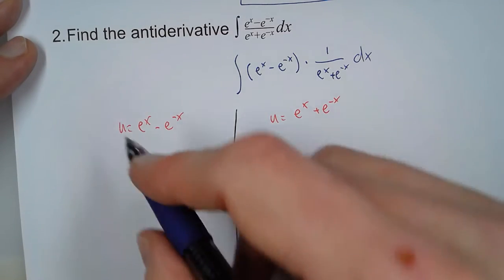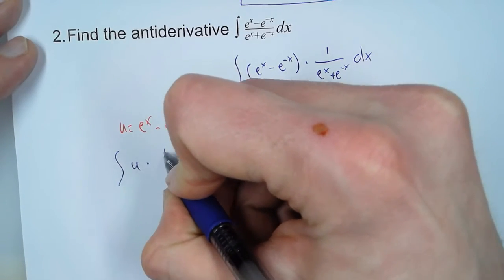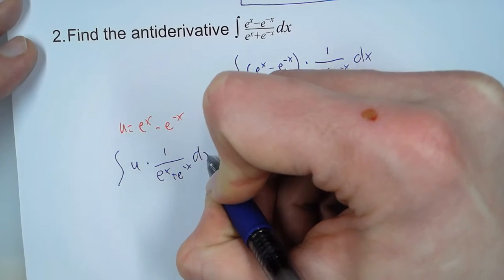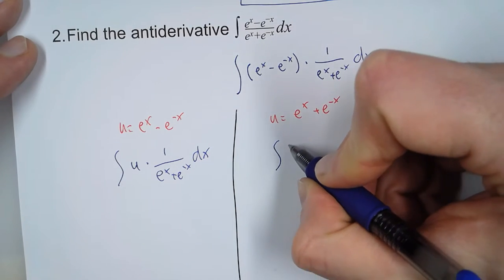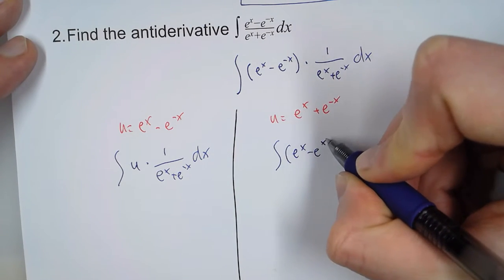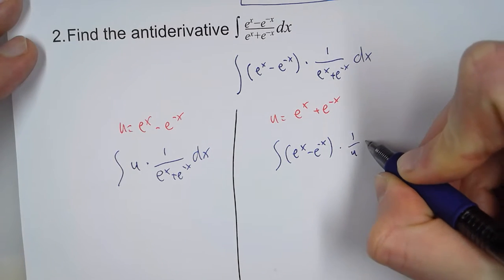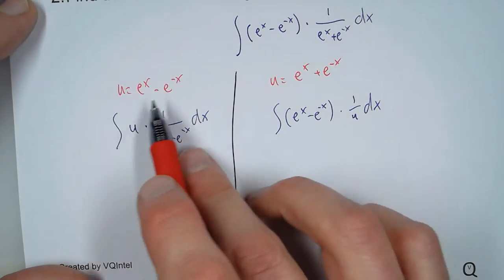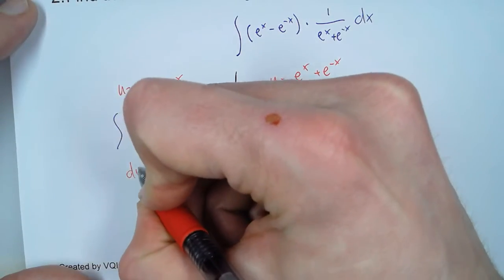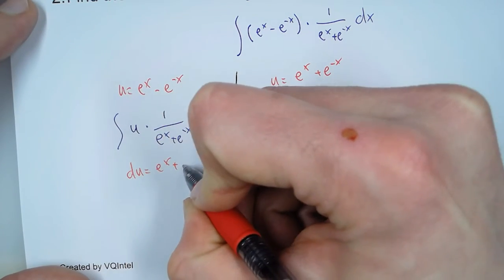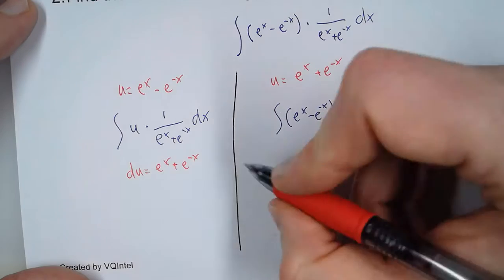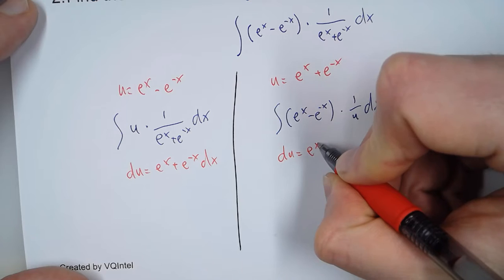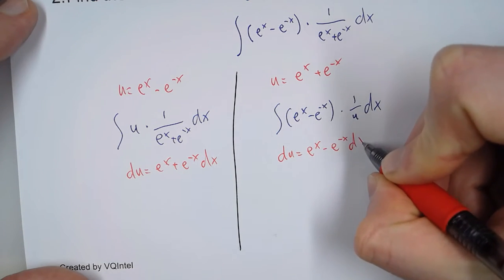So when we rewrite our integral, this is going to be u times 1 over e to the x plus e to the negative x dx. And here, this is going to be e to the x minus e to the negative x times 1 over u dx. So far, so good. Let's keep going. We take the derivative. Over here, du is going to equal e to the x plus e to the negative x, whoops, forgot the dx. Over here, du equals e to the x minus e to the negative x dx.